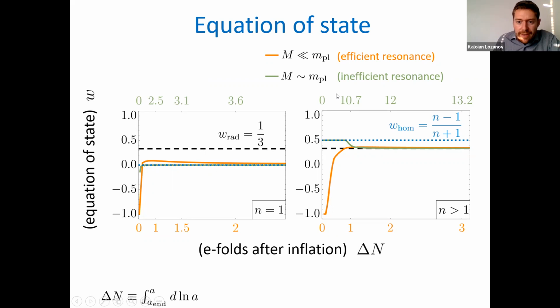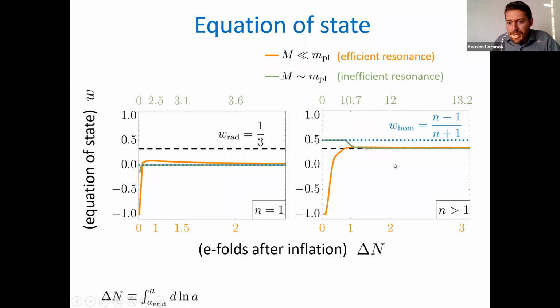On the other hand, in the green case, we say that the resonance is inefficient since the condensate can oscillate for very long times, for many e-folds. In fact, if n is one, the condensate never fragments due to self-resonance, whereas if n is greater than one, the condensate eventually fragments, and w quickly settles to 1/3, almost in a step-like manner. So as you can see, there are a number of different regimes, different scenarios, and we're going to consider each one of these in turn very briefly.